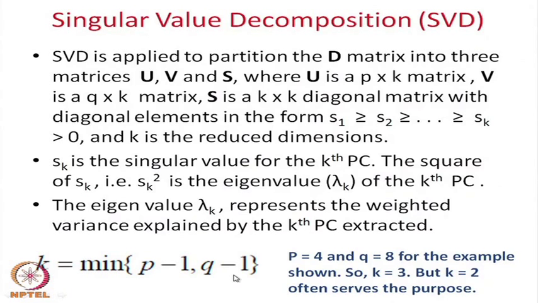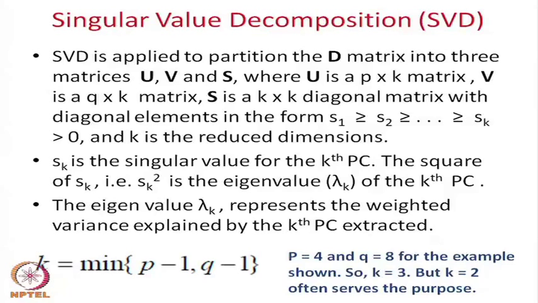That k is the minimum of p minus 1 and q minus 1. Suppose p is the number of rows; we have 4 rows and 8 columns. So, p minus 1 is 4 minus 1, which is 3, and q minus 1 is 8 minus 1, which is 7. So, k is the minimum of 3 and 7, which is 3.